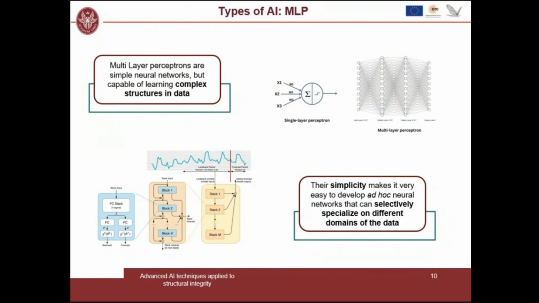It's a very simple structure in which each layer of neurons is fully connected to the previous layer. Okay, so it's a fully connected network, and it's maybe the most simple kind of neural network that you can have, but despite its simplicity, it can very easily learn complex structure in data. And most of all, it can be customized very easily, and you can develop ad hoc structure for your task.